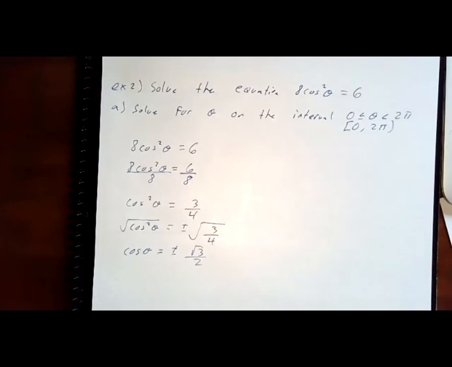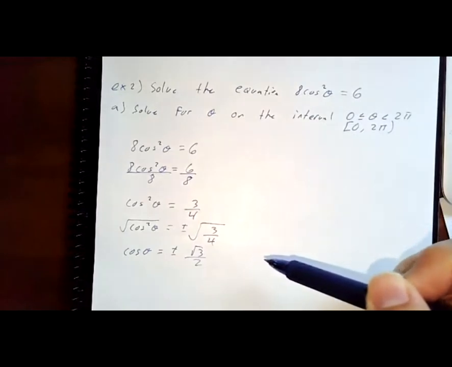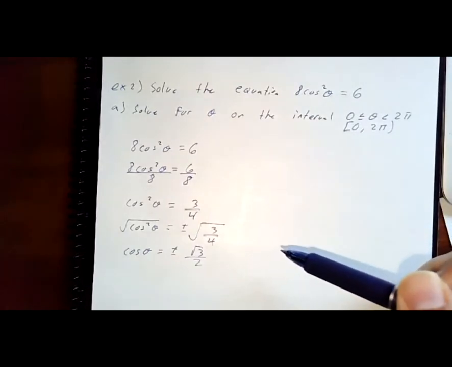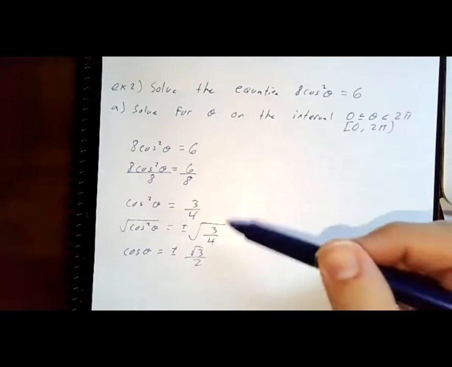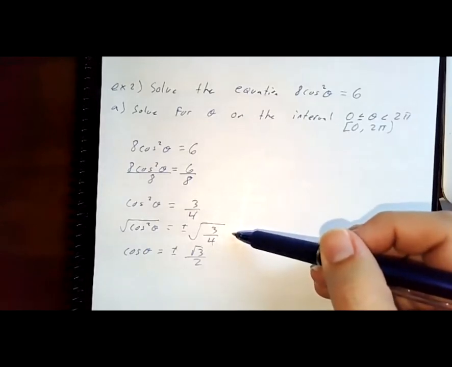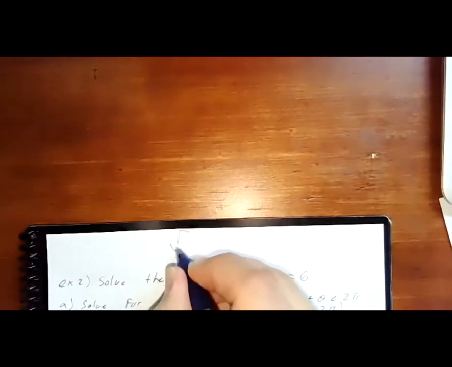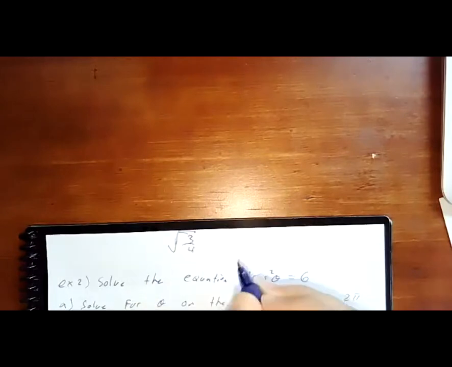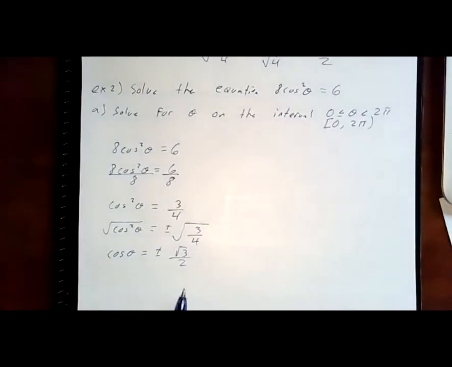You guys follow me on the algebra here, or any steps that don't make sense? Can you explain the second to last? Here? Yes. So basically what happened was we had square root of 3 over 4. What you can do is separate the square root. The square root of 4 turns into a 2. So that's why I have this here. Okay, that makes sense.